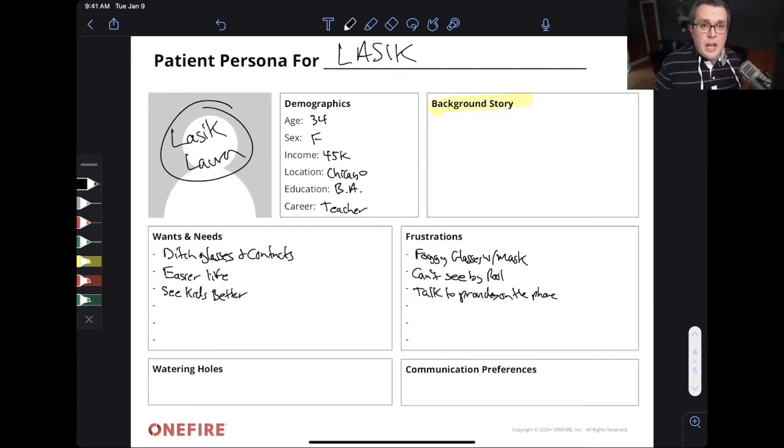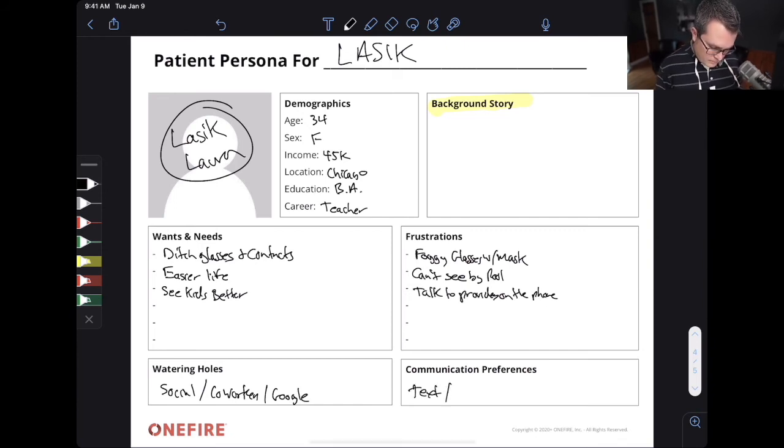Watering holes. When we're talking about watering holes, we're talking about where does Laura get her information? What's her decision-making process? She uses social media. She talks to coworkers. She uses Google, etc. And then communication preferences. What are the best channels to actually speak to Laura in? How does she like to communicate? Well, text message. She uses Facebook Messenger and email.